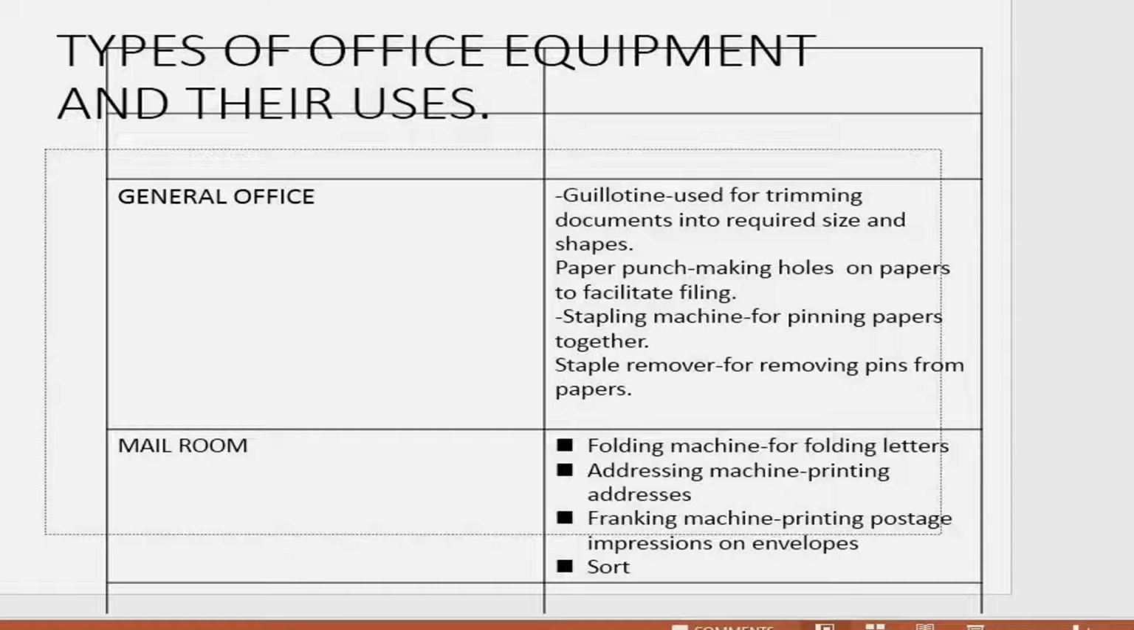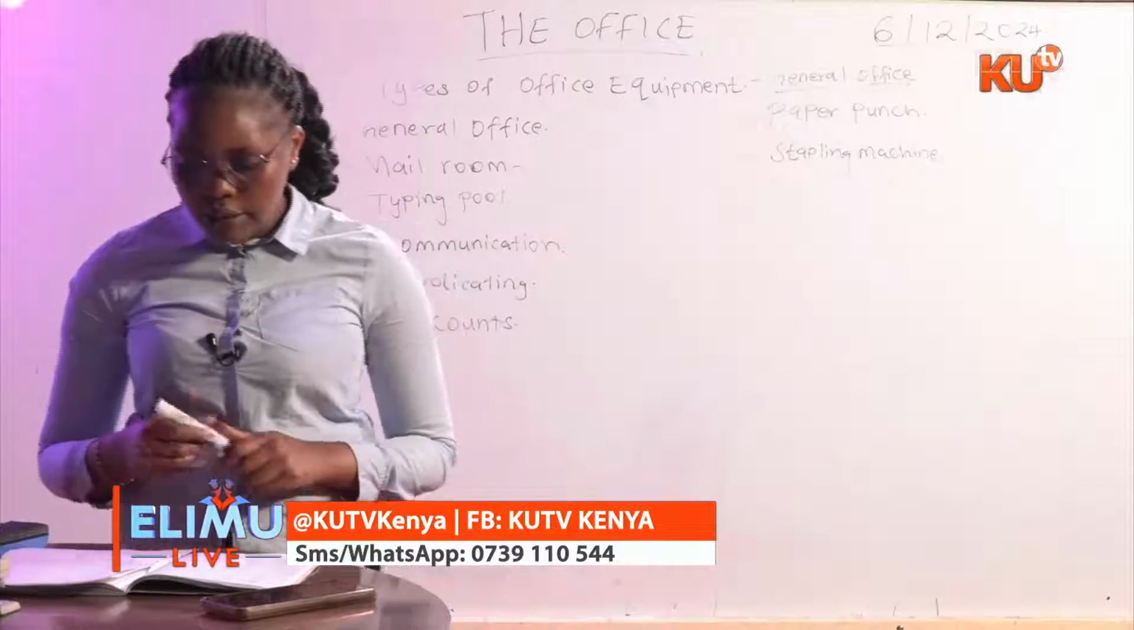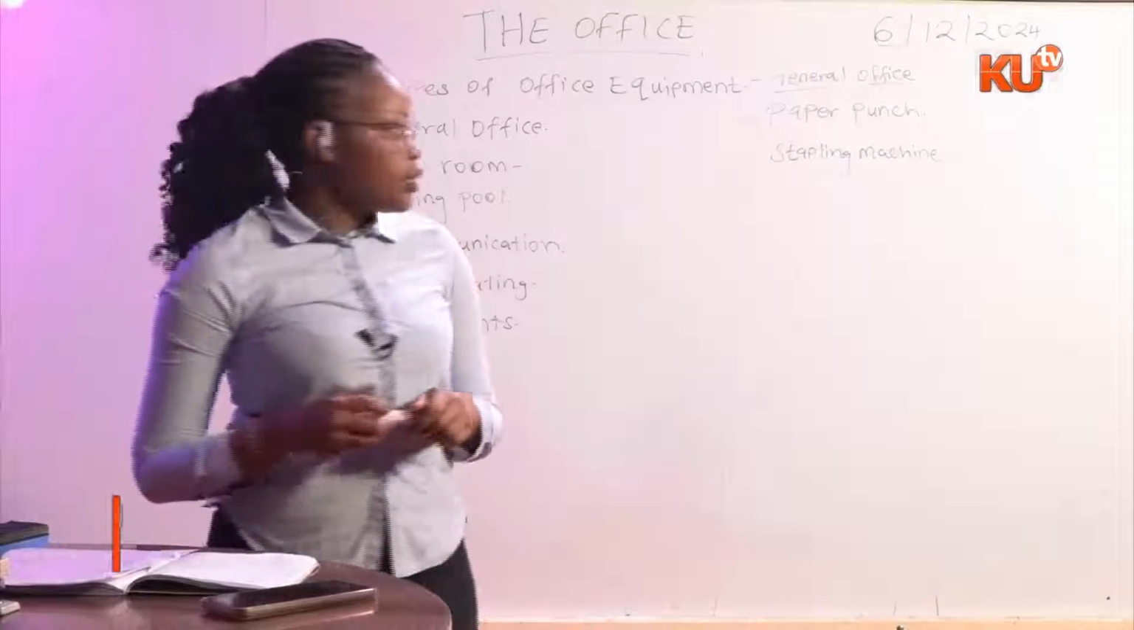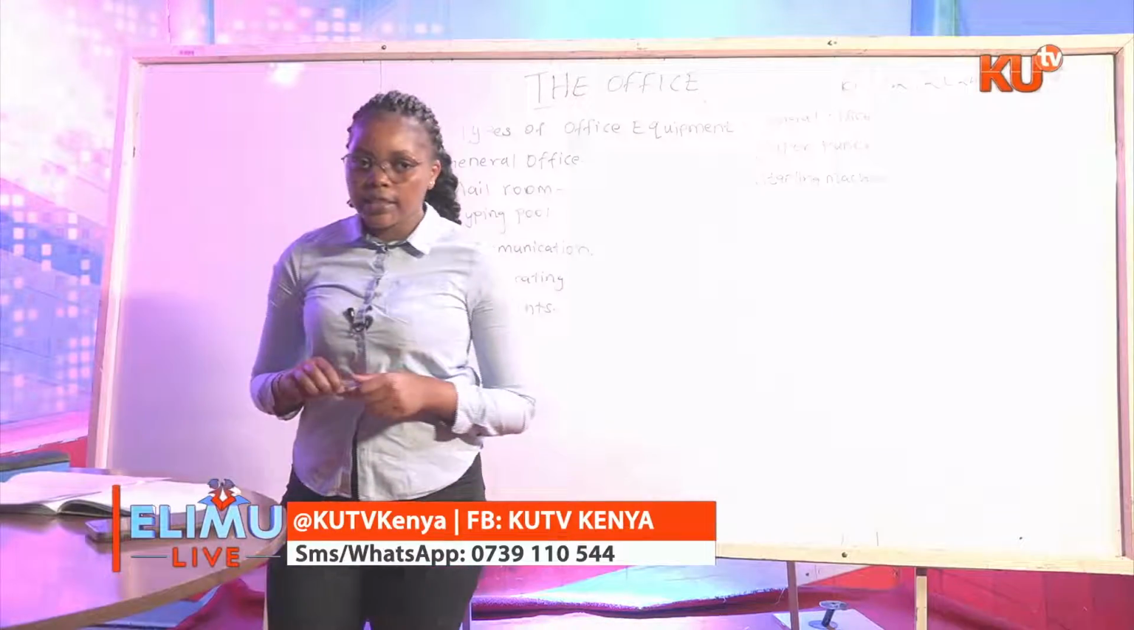Okay. All right. We have a stapling machine, a guillotine, a staple remover and a paper punch. Our first example there is a guillotine. A guillotine is an equipment that is used to cut documents into the required sizes and shapes.